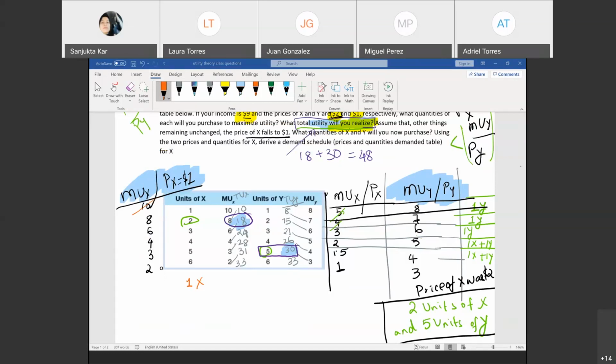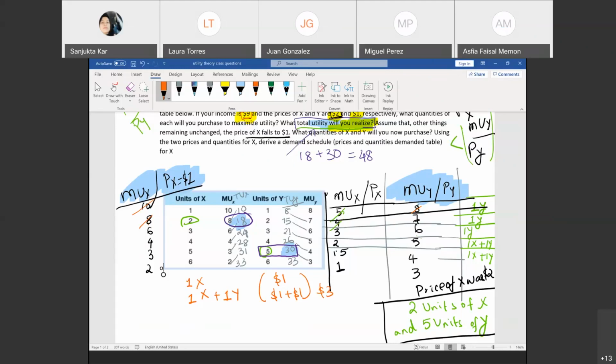Now step 2, I want to compare 8 to 8. So I just have 1 unit of X in my basket. Next, I have 8 is equal to 8. So whenever these two numbers are equal, I'm going to buy both goods, 1X and 1Y. However I do this, I'm still not going to spend all my money here. So I spent $3. And if you remember, my income is $9 here. I got to spend all my money. I have $6 left.